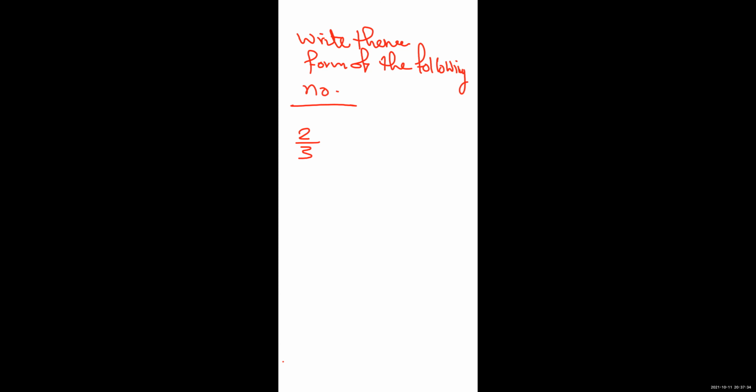2/3 and 16/64. This is the question, so your solution will be like that. For 2/3, it's not possible to divide these two numbers. They are very small numbers, not divisible by any number. So in this case, I will prefer to multiply the two numbers by 2/2.